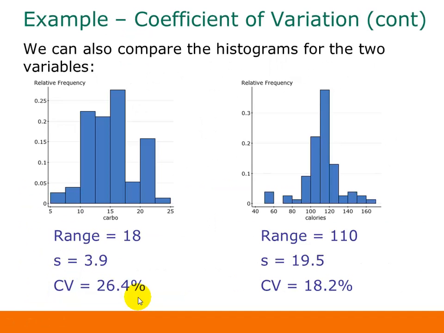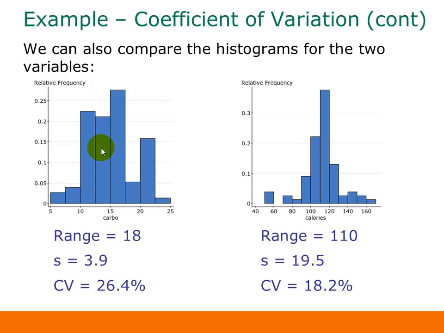Now we can also compare the histograms for our two variables. So here's the histogram for carbo, and remember this was the one that had a smaller range and a smaller standard deviation, but a slightly larger coefficient of variation. And here's our histogram for calories. This one had a much larger range, a much larger standard deviation, but the coefficient of variation was actually less. And if you look at it this way, the amount of dispersion relative to the mean doesn't really look that different between these two sets of data.